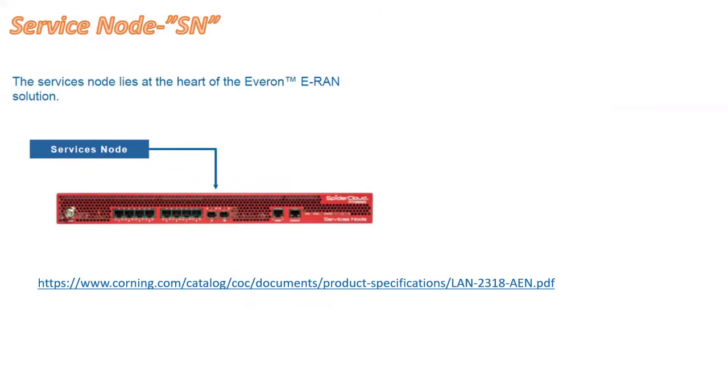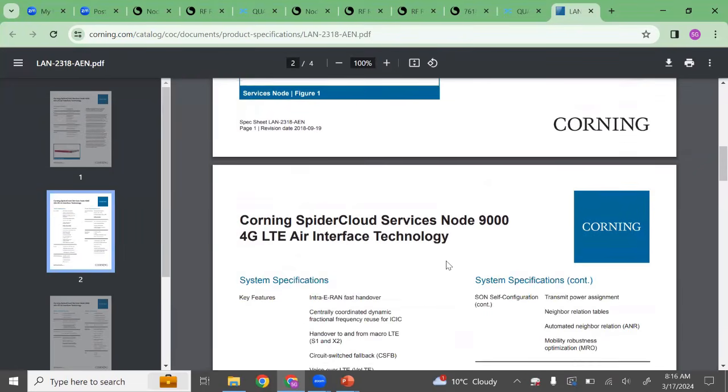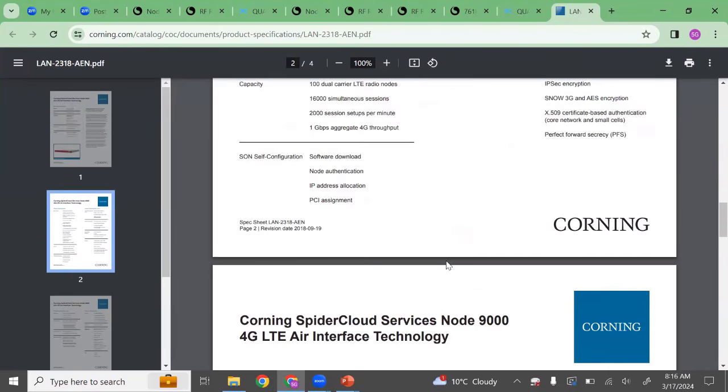So first thing is the service node. The service node lies at the heart of the Corning ERAN solution. It ensures that the ERAN system is easy to deploy and manage, and that it delivers the performance mobile operators expect, right? If you want more details of this service node, you can click on this link and see all the details of that particular service node. All those details will be on this particular website.